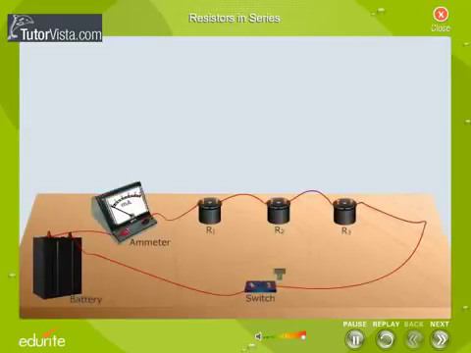Resistors in series. Resistors are said to be connected in series if they are connected one after the other in the form of a continuous chain as shown here.